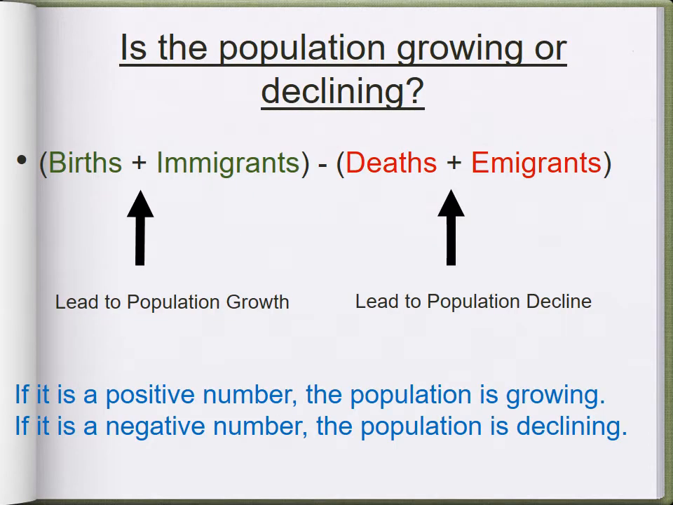So if you want to know if your population is growing or declining, in other words, getting bigger or smaller, well, you take the number being born and the number coming into an area, minus the number who are dying and also the amount who are leaving an area. And if you have a positive number, then your population is growing. If it's a negative number, your population is declining. It's getting smaller.